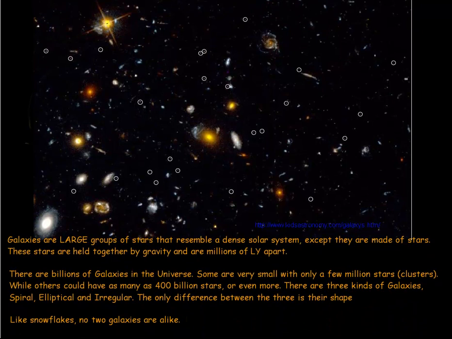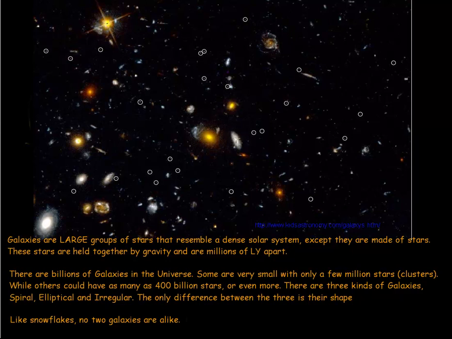Galaxies are large groups of stars that resemble a solar system. They come in basically 3 different flavors, which we'll talk about later. But what's going on is these stars are circling each other. They're densely packed in the center and they're lightly packed on the outside. And again, there are stars in between.